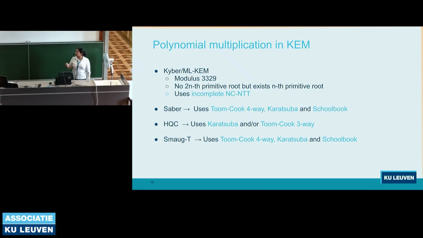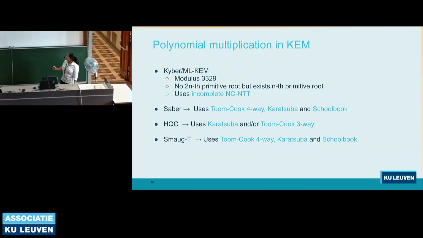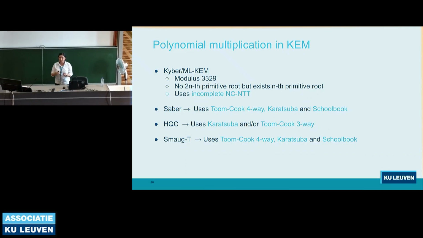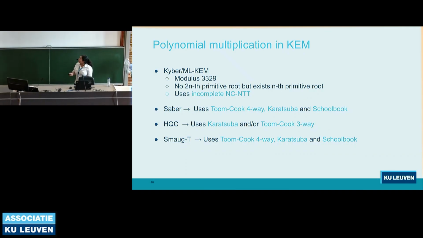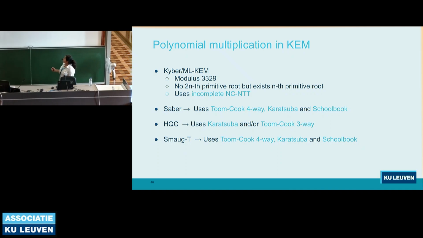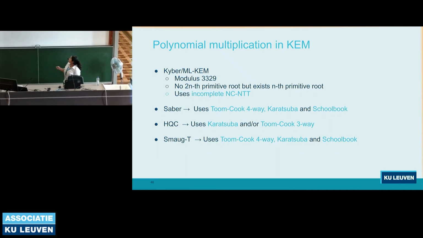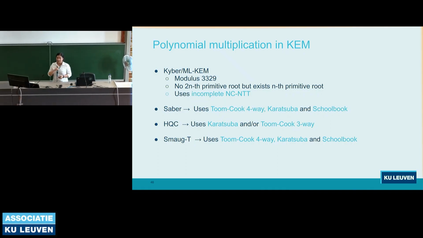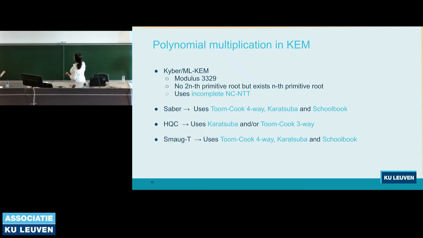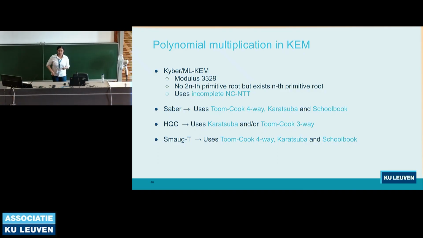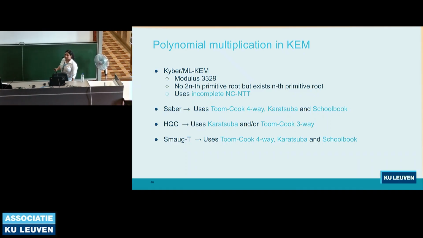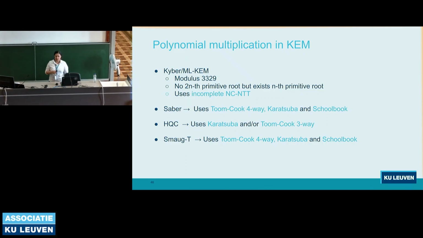And Saber is one of the schemes that I mentioned that uses Toom-Cook 4-way multiplication along with Karatsuba and schoolbook, because small schoolbook multiplications are faster. And HQC, that is the code-based scheme, uses Karatsuba mostly for smaller security levels, and for higher ones, it uses Toom-Cook 3-way polynomial multiplication. And another Korean standard that I mentioned earlier uses a very similar polynomial multiplication like Saber. So it's Toom-Cook 4-way, Karatsuba and schoolbook.